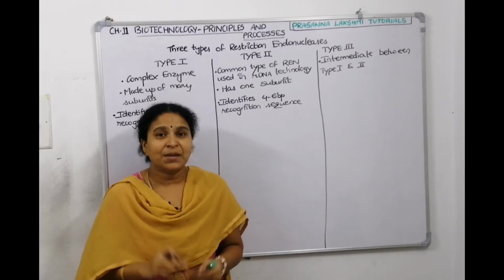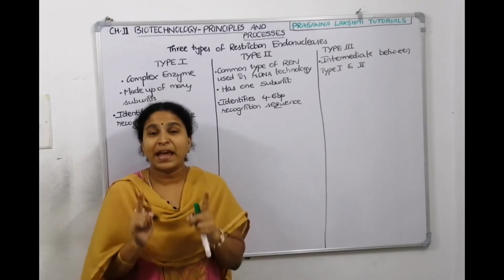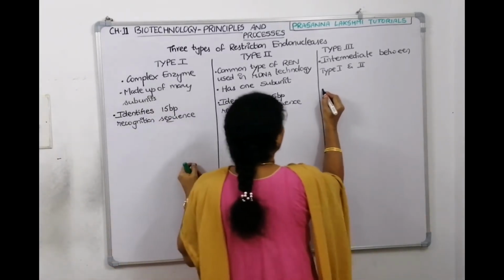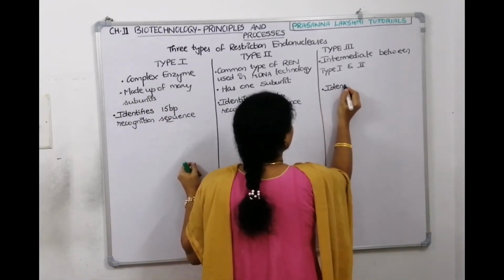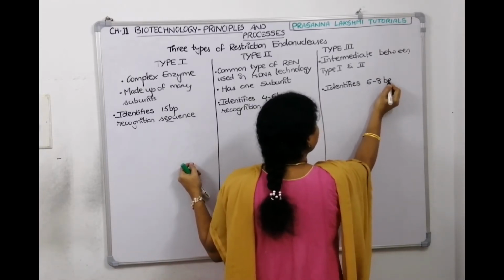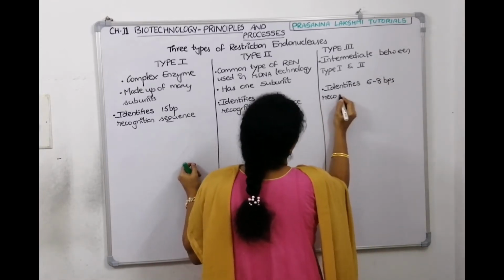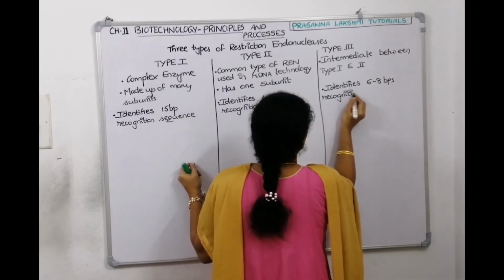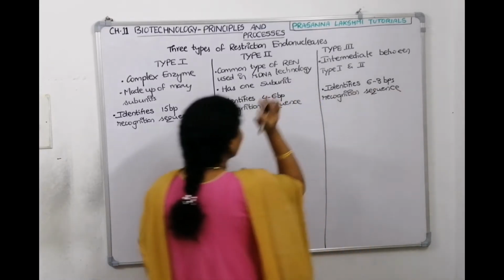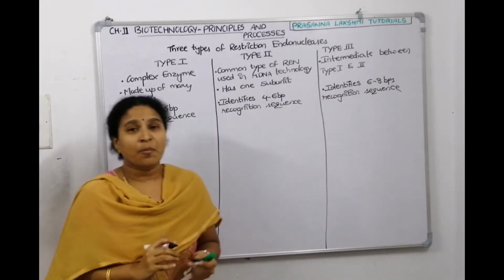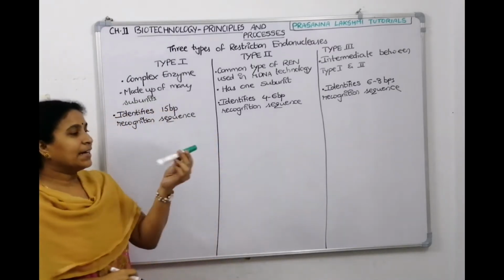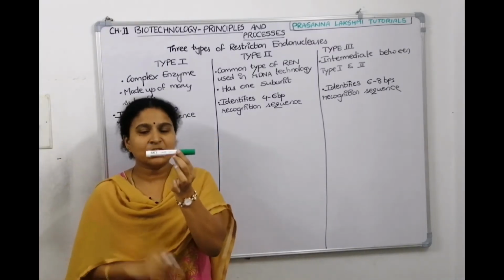Coming to type 3, it has a recognition sequence of 8 base pairs. 6 to 8 base pairs recognition sequence it has. So, write down: it identifies 6 to 8 base pairs recognition sequence. Everywhere I think type 2 is proving better, right? Now, type 1 has identified this 15 base pairs recognition sequence.